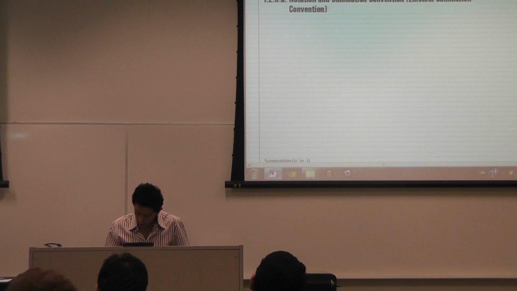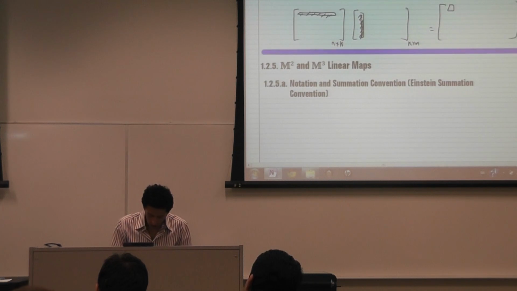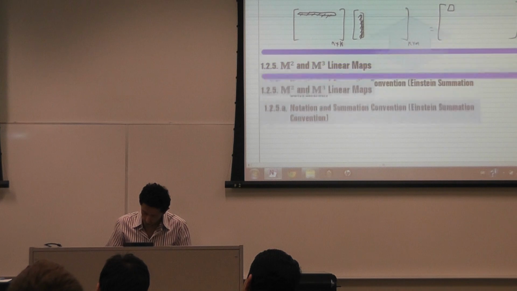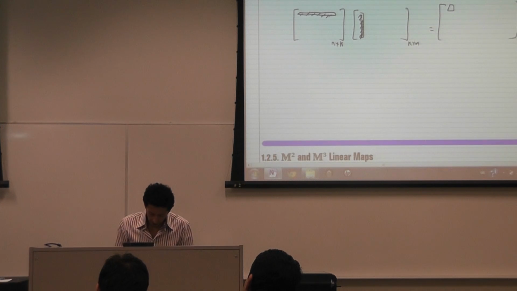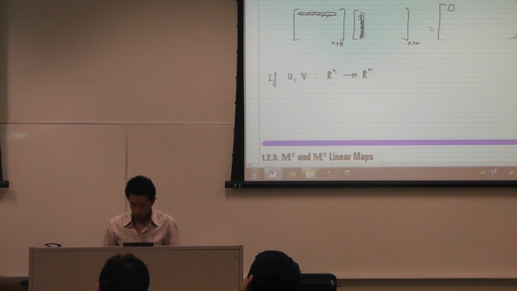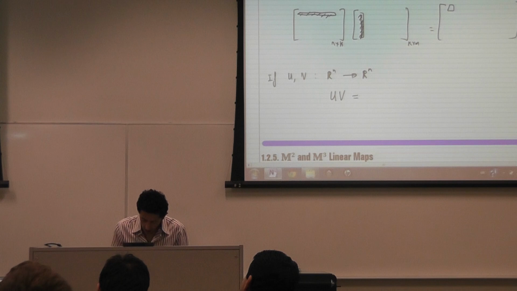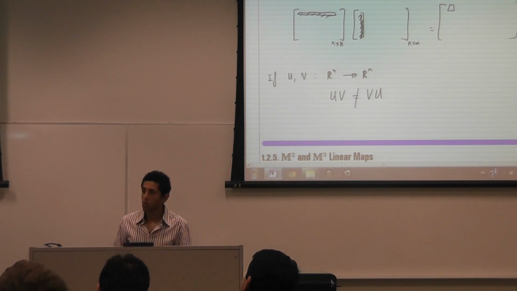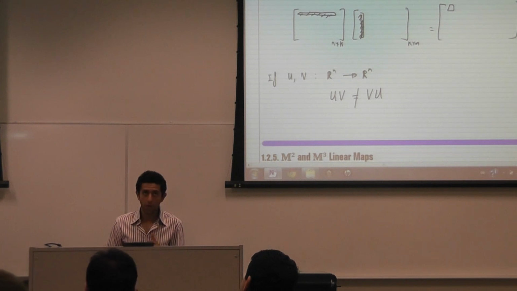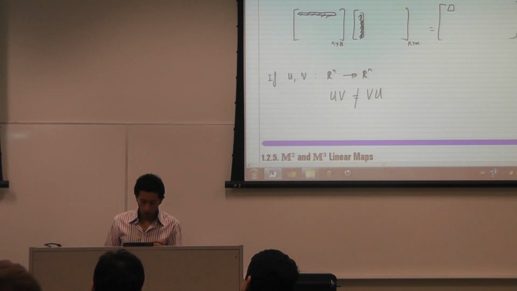Right, before I jump into this, just a very important note. If, let's say, U and V take Rn to Rn, the order is important. UV is not equal to VU. The operation V multiplied by the vector and then U multiplied by the result is not equal to U multiplied by the vector and then V multiplied by the result. And there are many counterexamples.